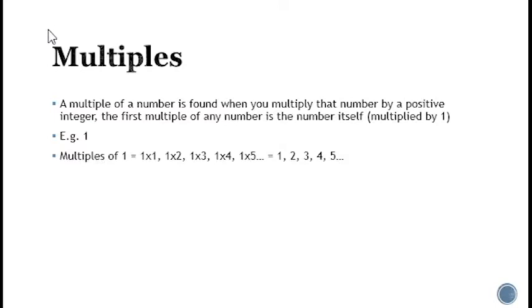Then for the second multiple, multiply by 2. Third, multiply by 3, and so on. This is the same for any given value. You just multiply the given value by 1, 2, 3, 4, 5, and so on.